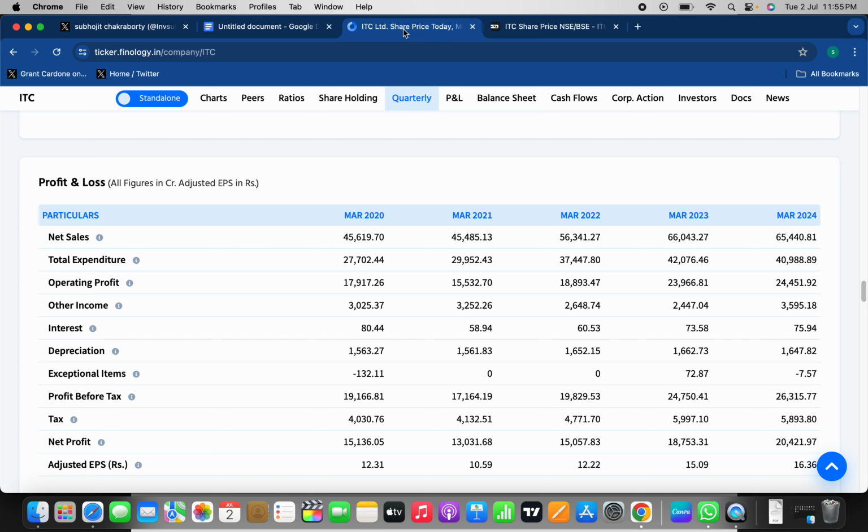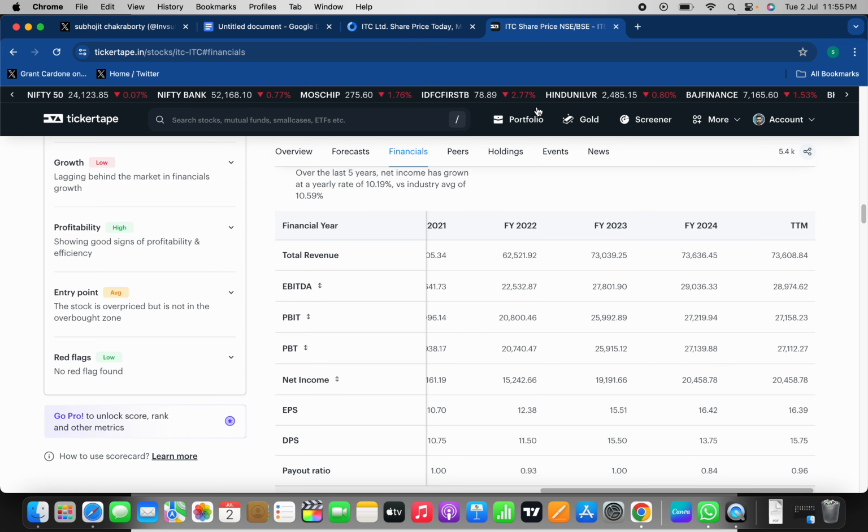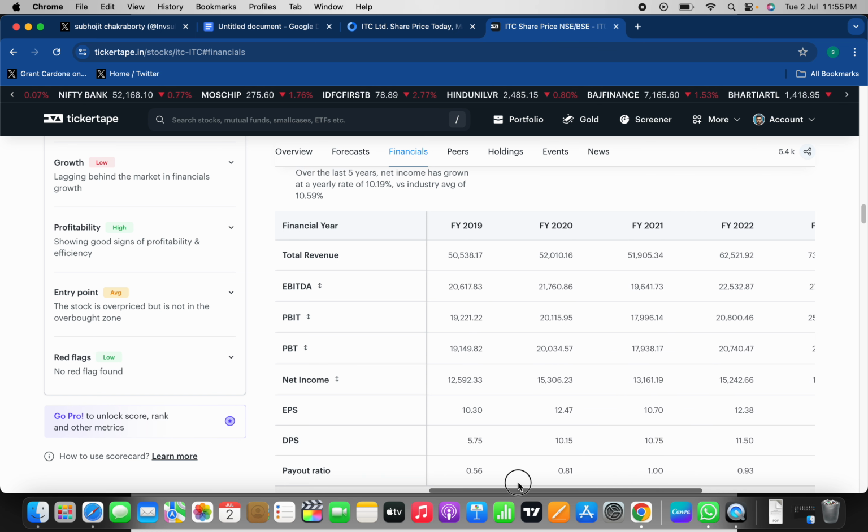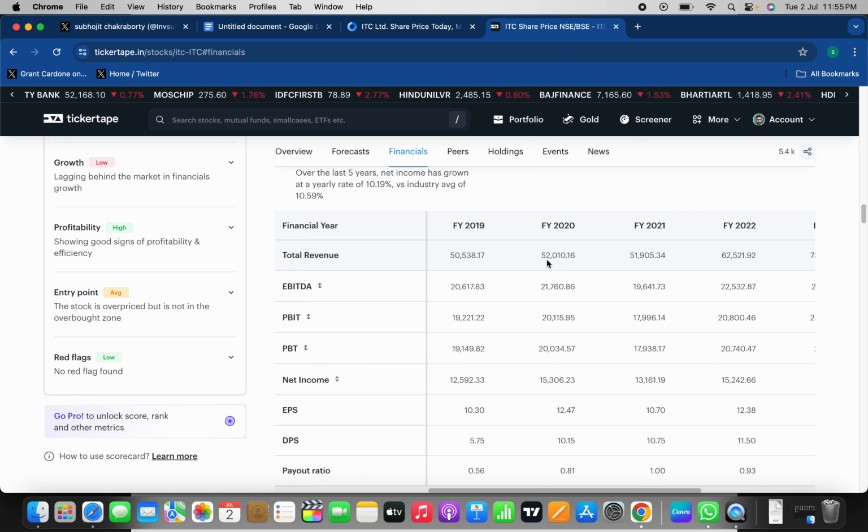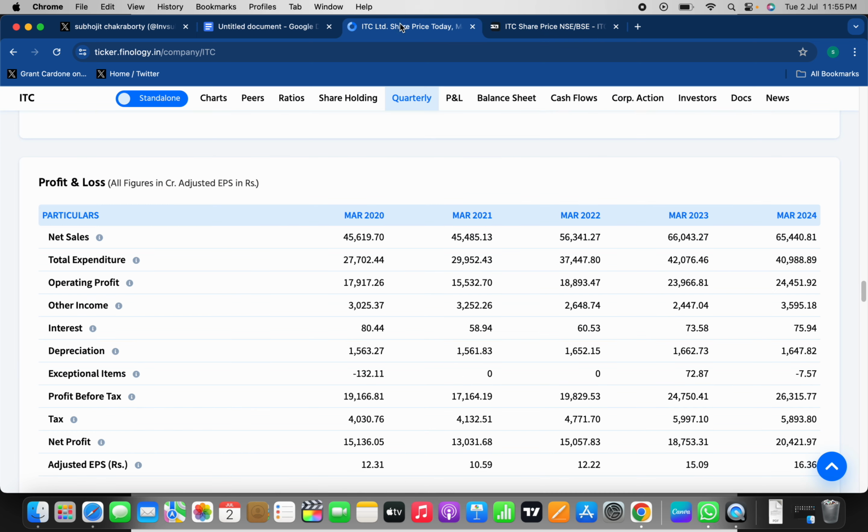Correct? Now see, here it is March 2020. What is the financial revenue? 52,000 crores. And what is in this particular screener? 45,000 crores. So that amount of adjustment is there in the screener. I don't know why it is, but this is how it is. As a result, I tell you not to use any of the screeners.